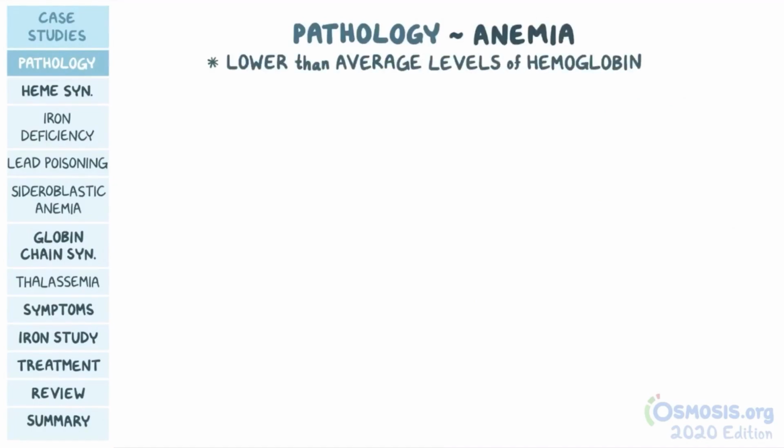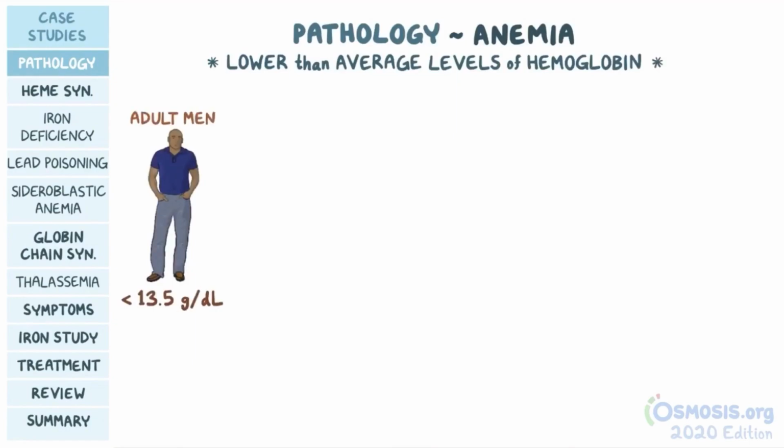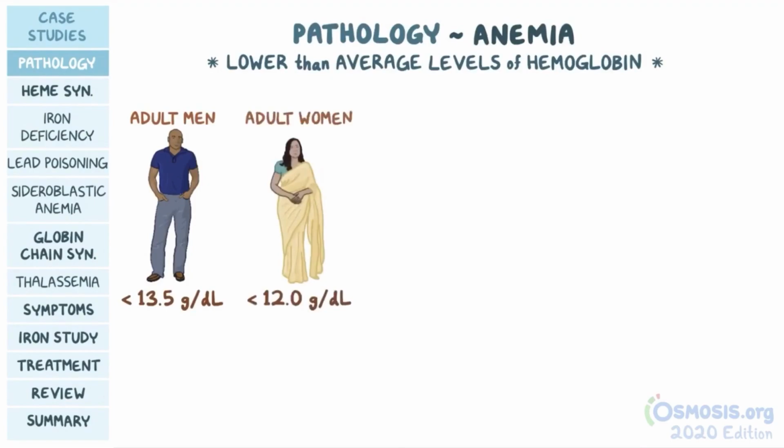Levels of hemoglobin. Typically below 13.5 grams per deciliter in adult men and below 12.0 grams per deciliter in adult women. For children, this level varies based on the age.